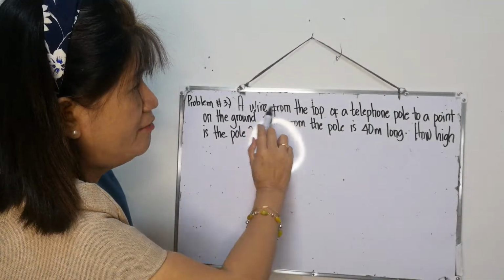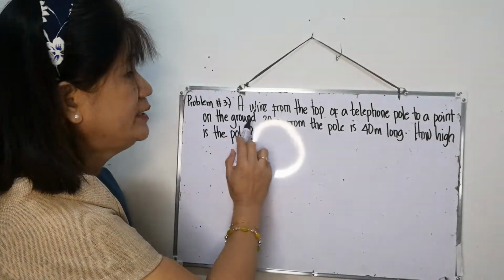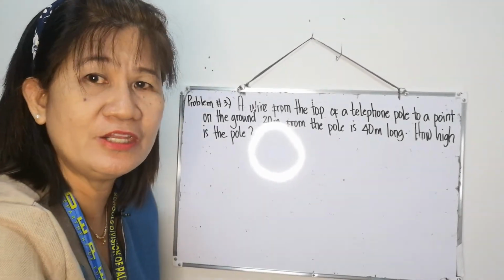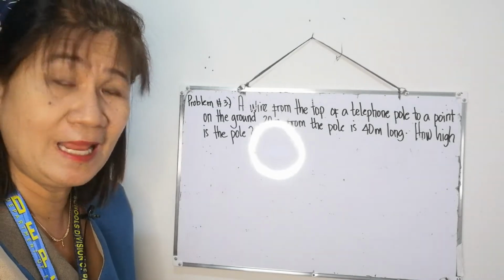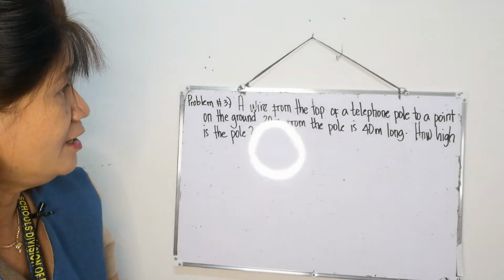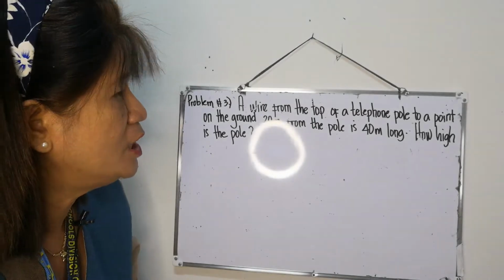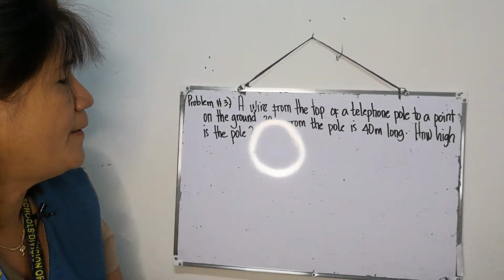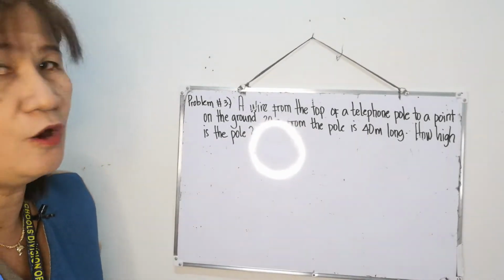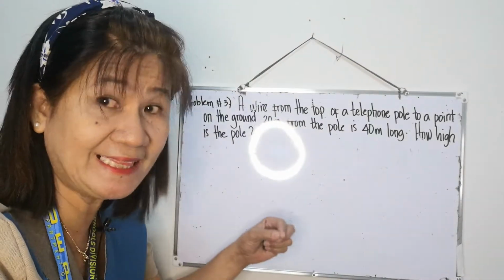Okay, a wire from the top of a telephone pole to a point on the ground 20 meter from the pole is 40 meter long. Medyo kailangan alam nyong intindihin yung problem. Baka magkamali kayo dyan. Again, a wire from the top of a telephone pole to a point on the ground 20 meter from the pole is 40 meter long. So, ano kaya yung height ng pole?